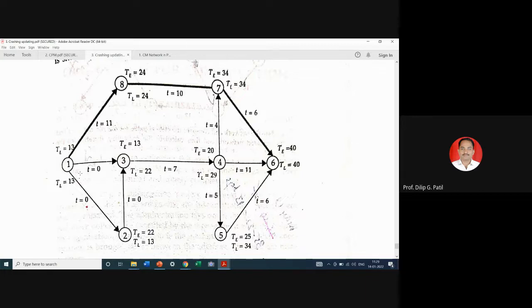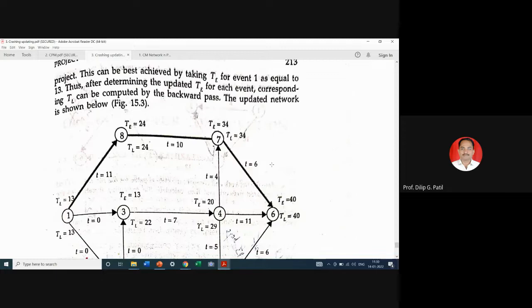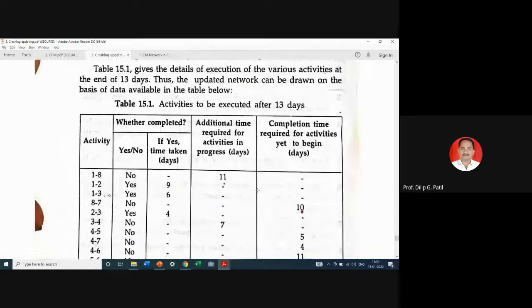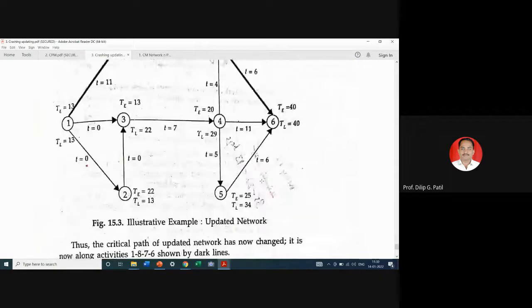Out of that, 13 days have already passed, so the remaining project duration is 40 minus 13, how much will it be, 27 days will be required to complete this project from the 13th day today. So you can see there is a change in project duration of 40 minus 34, that is 6 days. Extra 6 days will be required. Change in project duration is 6 days. Remaining duration of the project is 40 minus 13, 27 days.